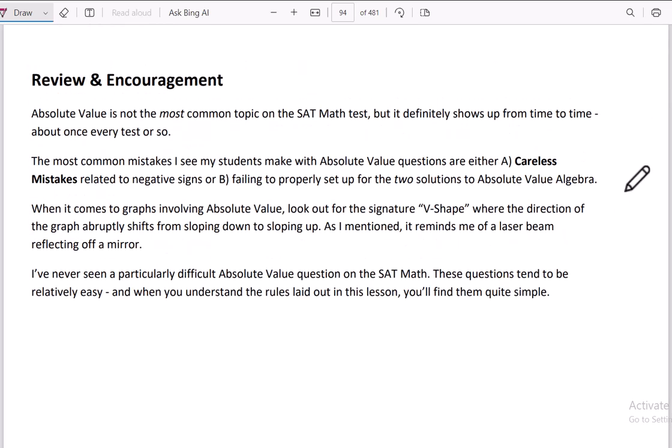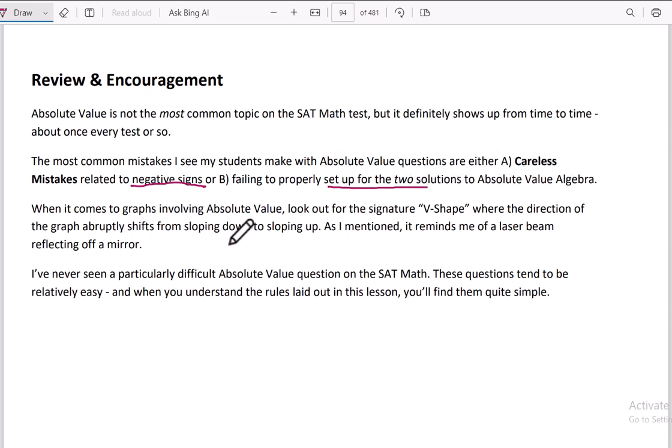Oftentimes I wouldn't take time to read it because I'm more like instructing, so I'm not going through every detail. So here it says absolute value is not the most common topic on the SAT math test, but it definitely shows up from time to time, once every test or so. The most common mistakes I see my students make, according to the author, with absolute value questions are careless mistakes related to negative signs. So be very careful about the negative signs, it's very important. And failing to properly set up the two equations. So set up two solutions for absolute value.